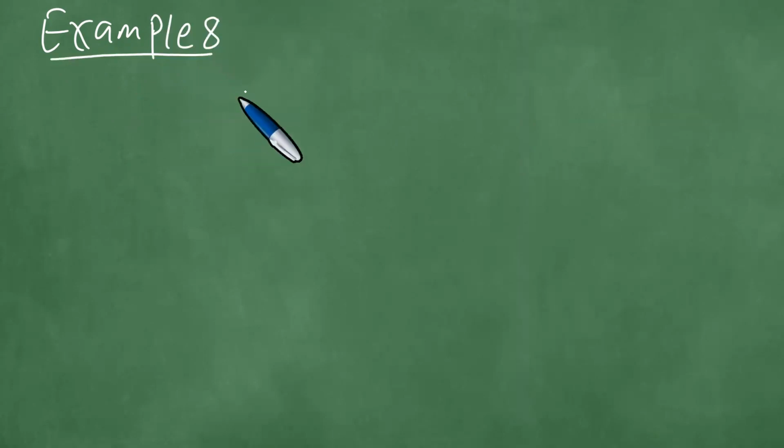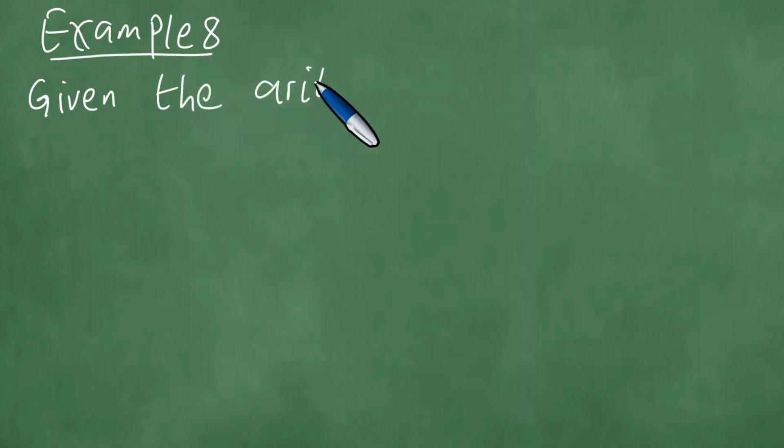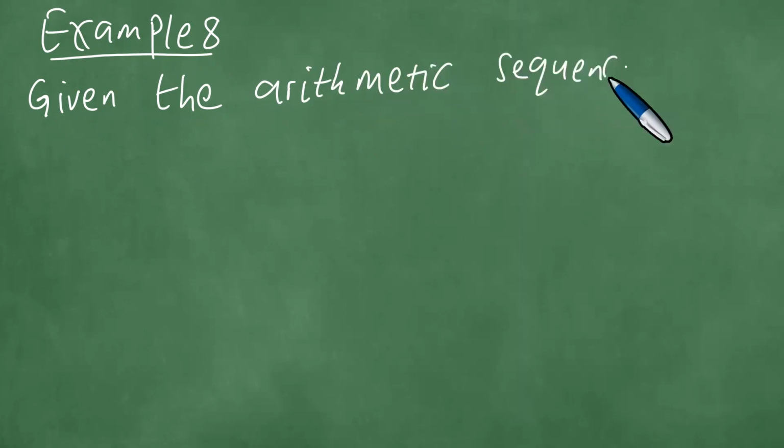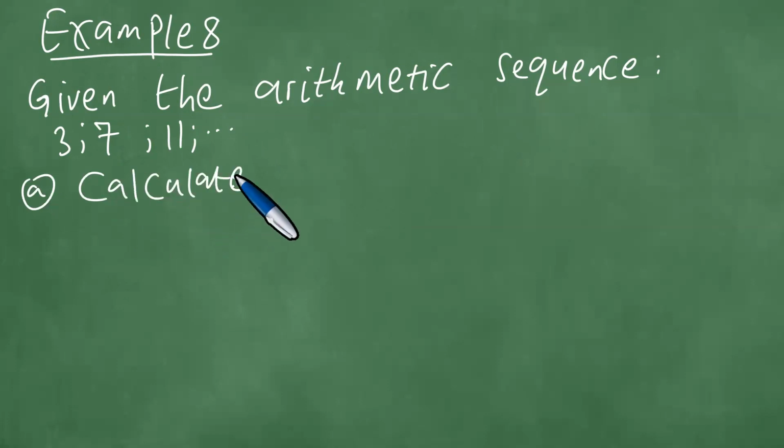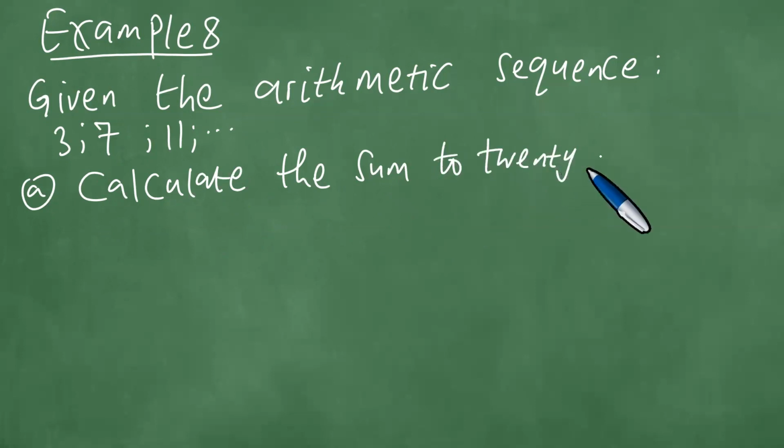What do we do in example 8? In example 8, we are saying, given the arithmetic sequence 3, 7, 11, and so on, calculate the sum to 20 terms of the sequence.